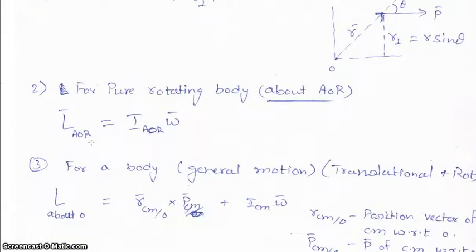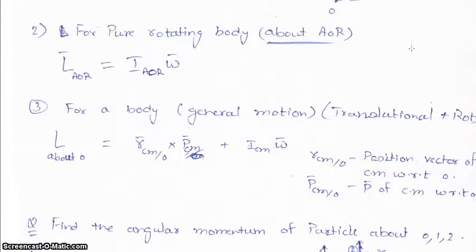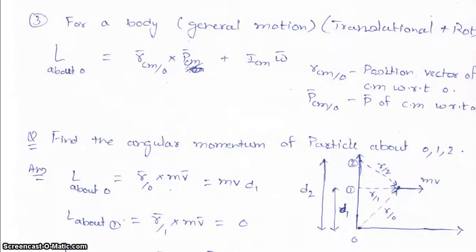angular momentum about its axis of rotation as I about its axis of rotation, meaning moment of inertia about its axis of rotation, into omega. And for a general body which is translating as well as rotating, we can write down its angular momentum as r_CM cross p_CM, or momentum of center of mass, plus I_CM omega. The position vector of center of mass and momentum of center of mass are with respect to O, and omega is the angular velocity, I_CM is the moment of inertia of the body about an axis passing through CM.